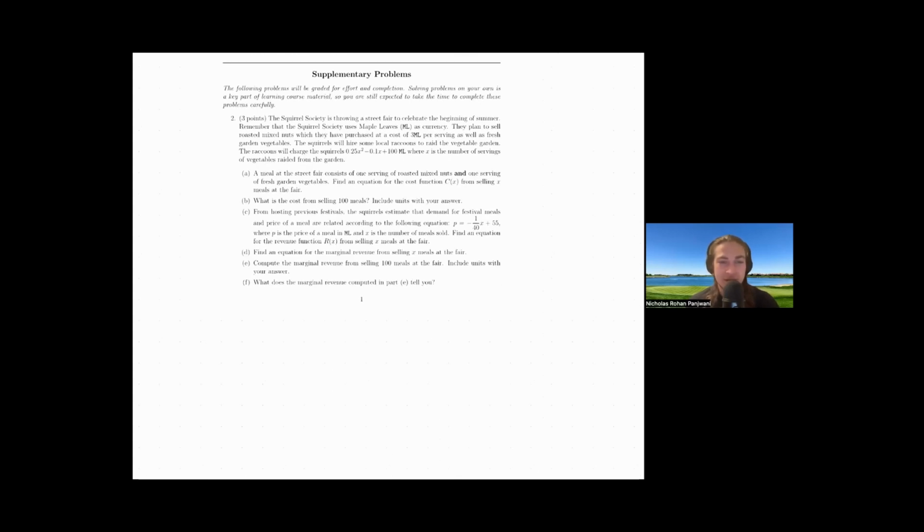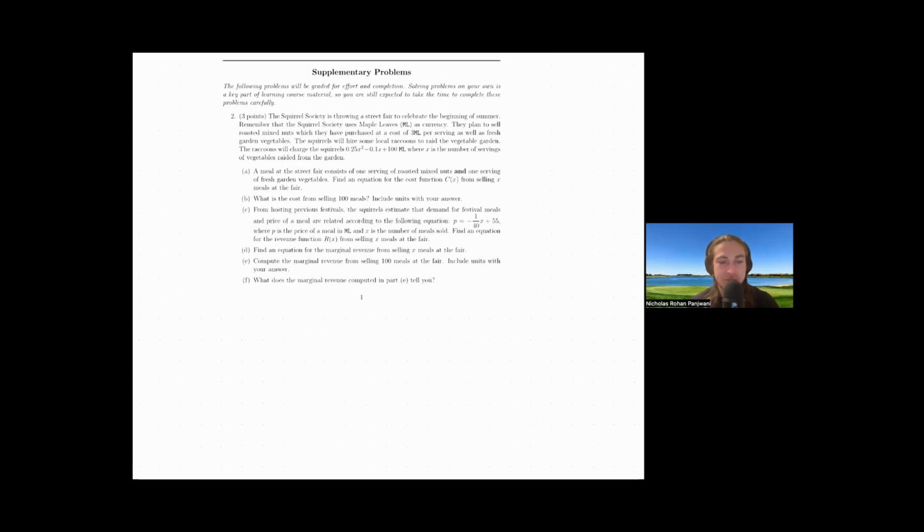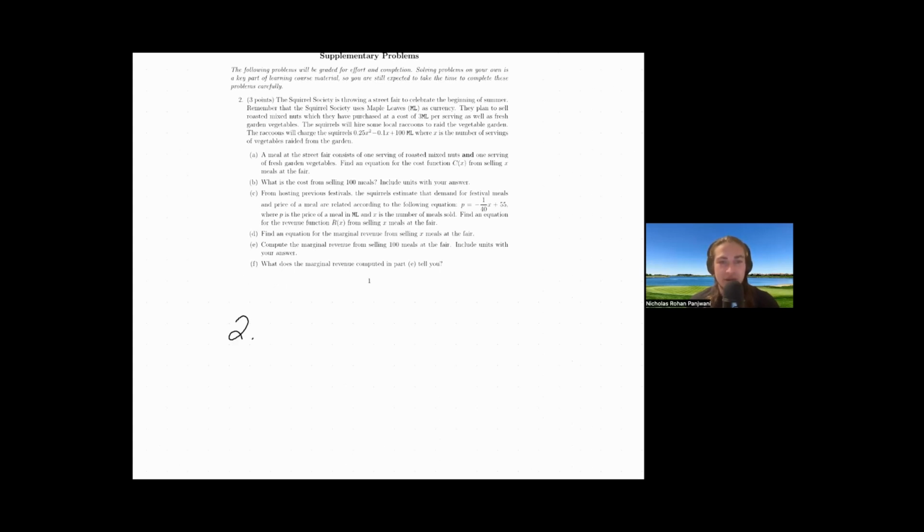We're back with the Squirrel Society. Number 2. Here we go. Street fair, beginning of summer. Okay, maple leaves, you know the drill. Roasted mixed nuts, which they have purchased at a cost of 3 maple leaves per serving. Some squirrels will hire some local raccoons to raid the vegetable garden. Nothing suspicious about that. Raccoons will charge the squirrels.